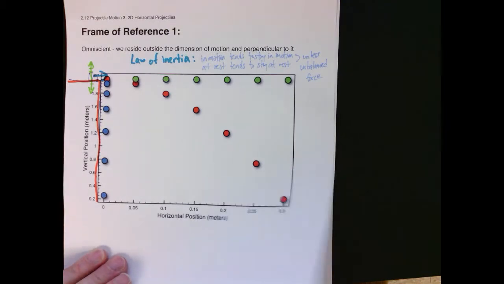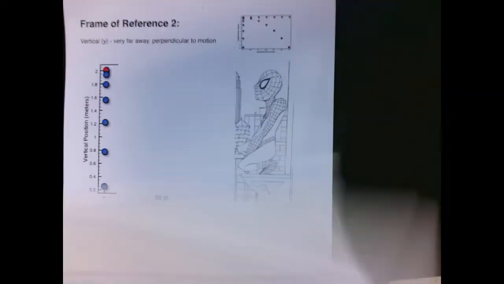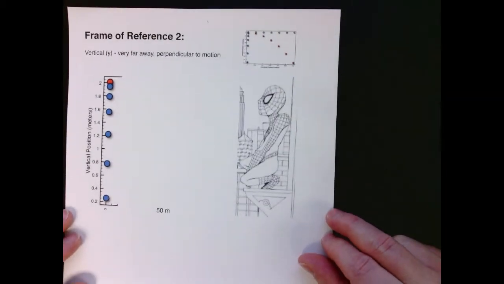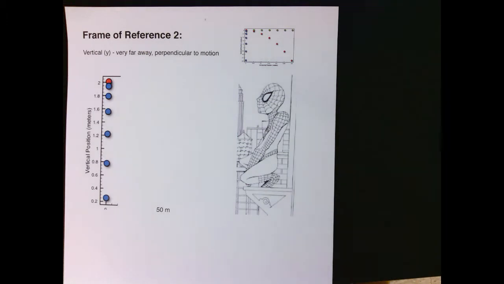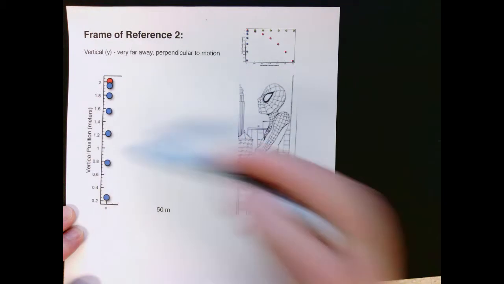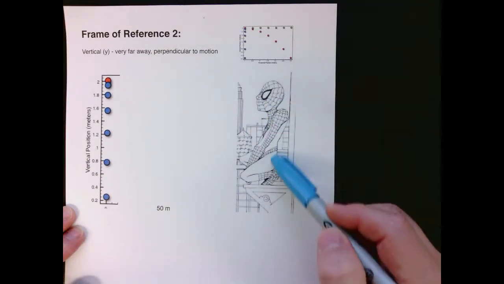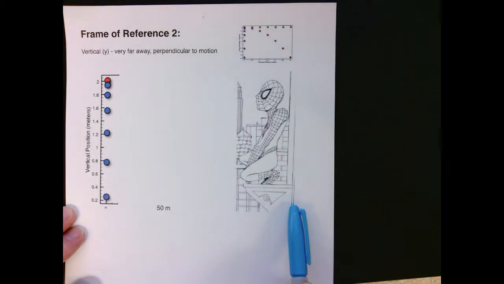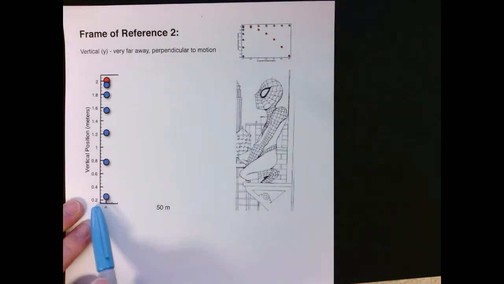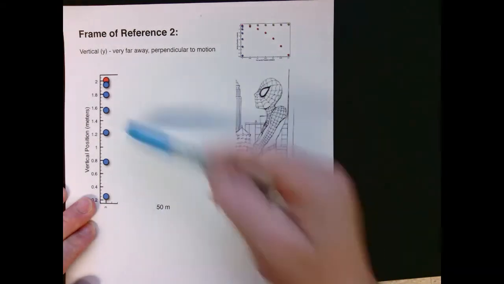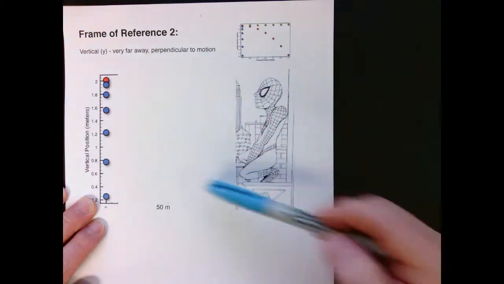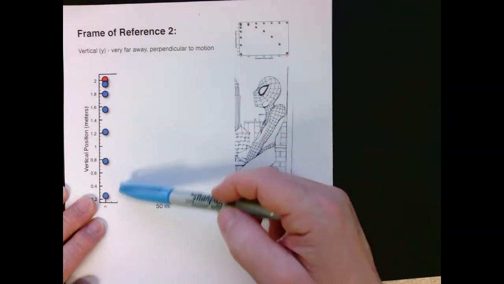Now let's look at each one in isolation. So let's consider frame of reference 2. Frame of reference 2 is the vertical. So now what we have here in this setup is we have about a 2-meter height, and we have Spider-Man over here, who's a little bit less than 2 meters tall on this wall. And he is located 50 meters away. Now, I couldn't draw it to scale, but 50 meters is very, very far compared to this 2 meters. In fact, it's 25 times further. So it's very, very far away in comparison to this vertical change.